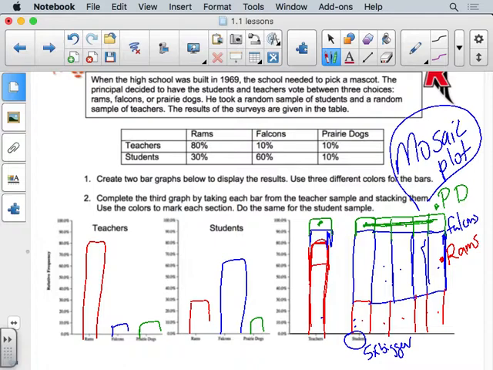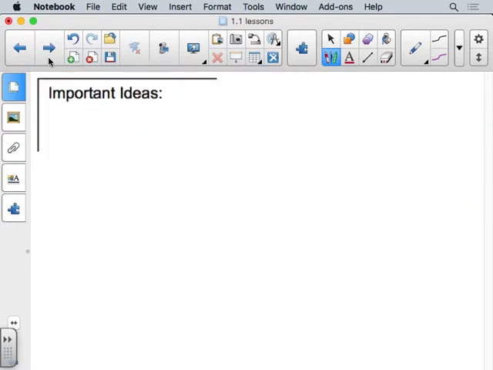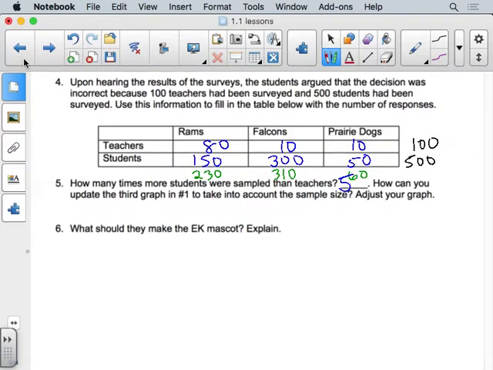Alright, so a mosaic plot, special thing. Okay, so number 6, what should they make the high school's mascot now with that new data? The Falcons. And you could use the plot to say that, or you could just go by tally right there. There are 310 people who voted for Falcons, which is more than the 230 and 60. So it's just a simple tally vote, they win.